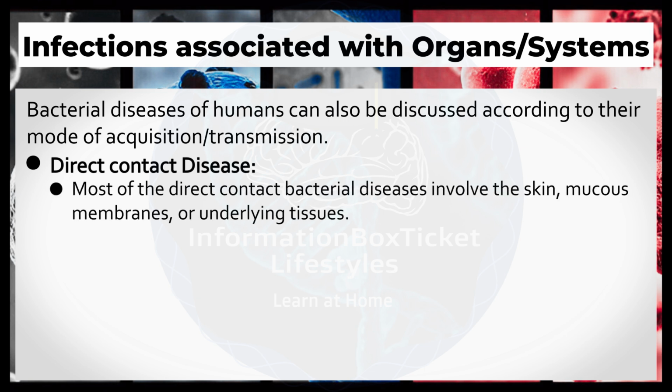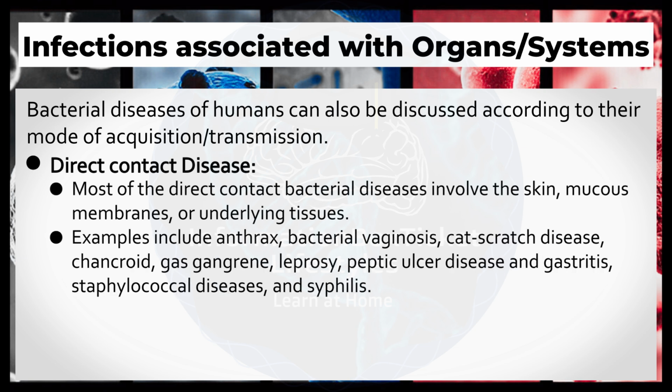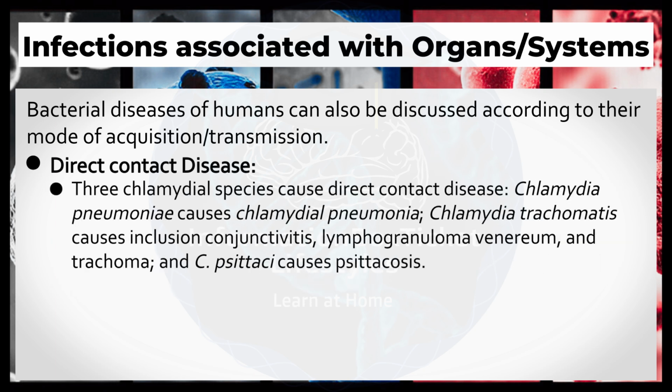Direct contact disease. Most of the direct contact bacterial diseases involve the skin, mucous membranes, or underlying tissues. Examples include anthrax, bacterial vaginosis, cat scratch disease, chancroid, gas gangrene, leprosy, peptic ulcer disease and gastritis, staphylococcal diseases, and syphilis. Three chlamydial species cause direct contact disease.